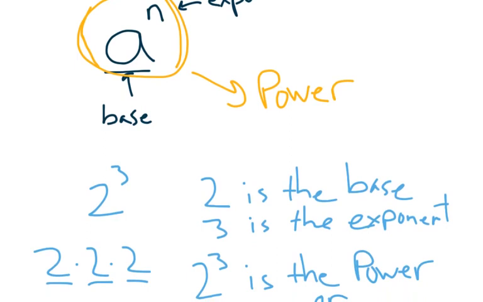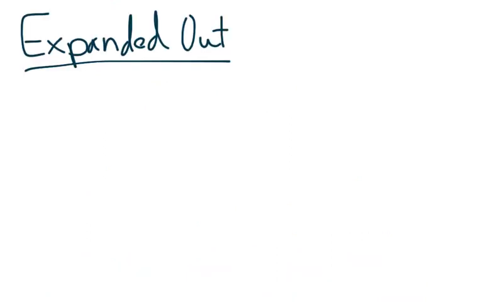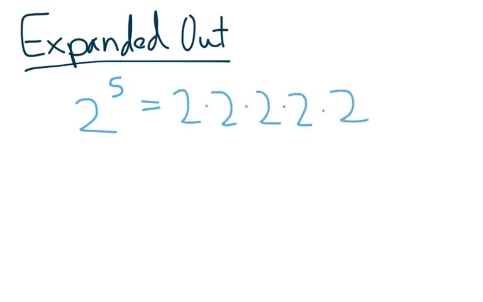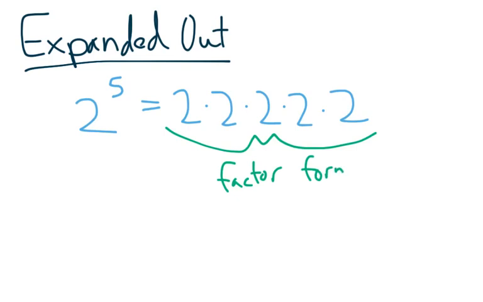Now let's talk about what this looks like in expanded form, because that's sort of what we did. So we take any number and we put an exponent on it. Let's just say 2 to the 5th. What this means, and we can write this out, is what's called factored form: 2 times 2 times 2 times 2 times 2. And so this comes from the fact that we have 2 as our base and 5 as our exponent. So we have 1, 2, 3, 4, 5 2's.